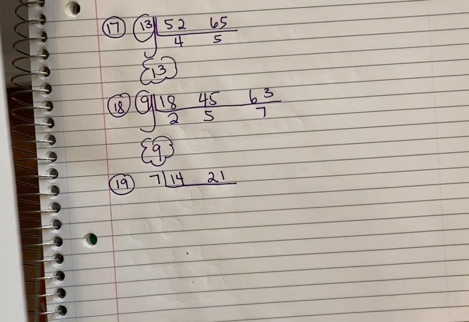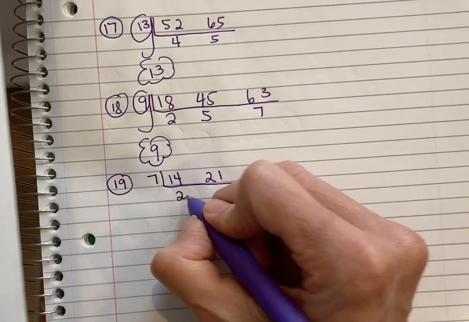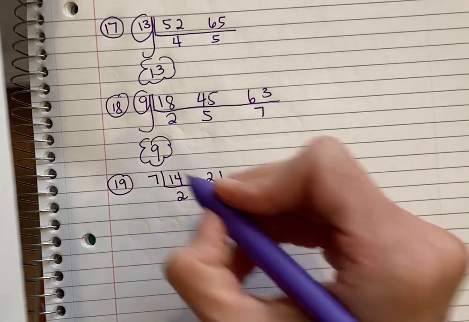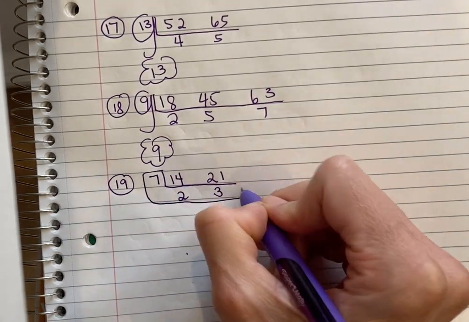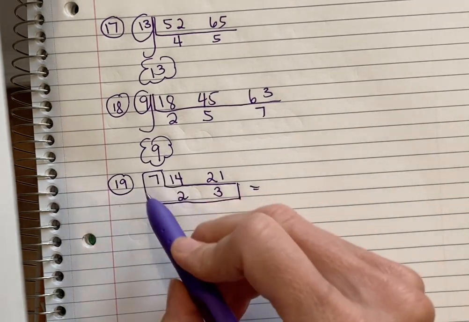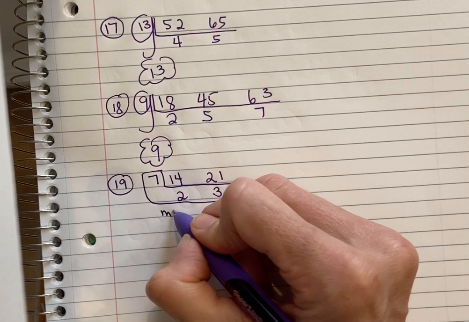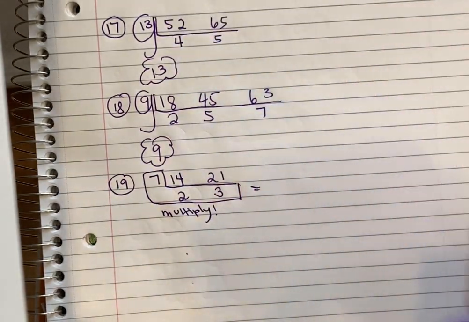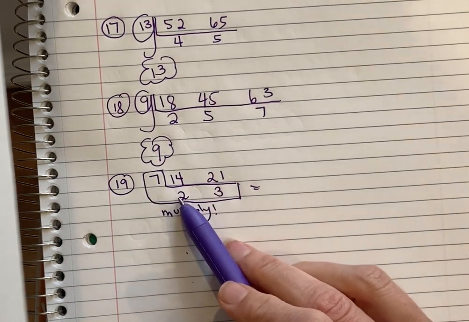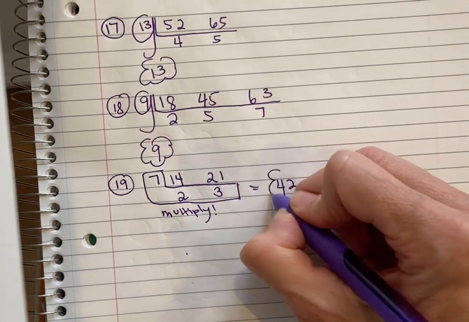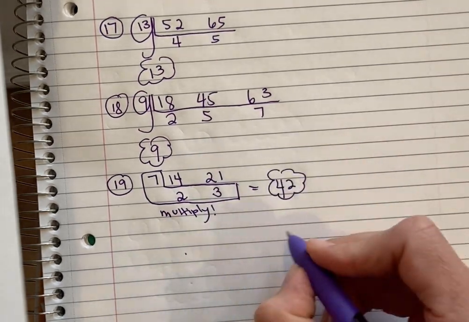7 is a factor of both of these. It goes into 14 twice and into 21 3 times. There are no other common factors, so I'm gonna draw this L for LCM, and I'm gonna multiply all of those numbers in that L, just like I would multiply all the numbers in the G for GCF. 7 times 2 is 14. 14 times 3 is 42, which means 42 is my LCM.